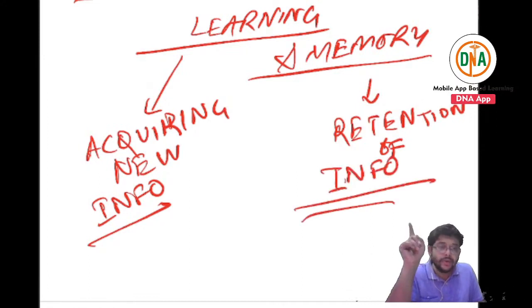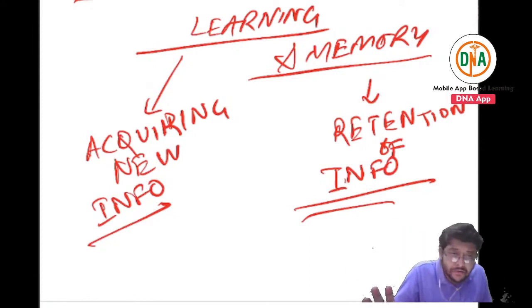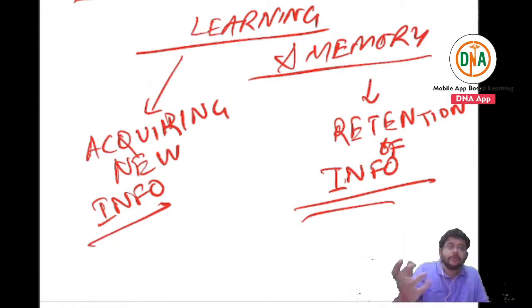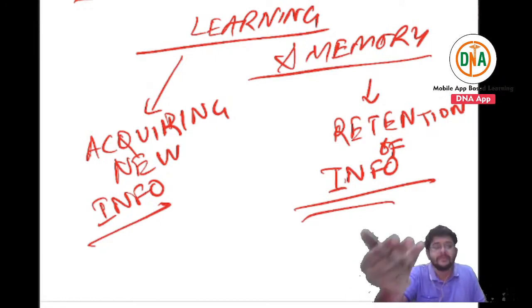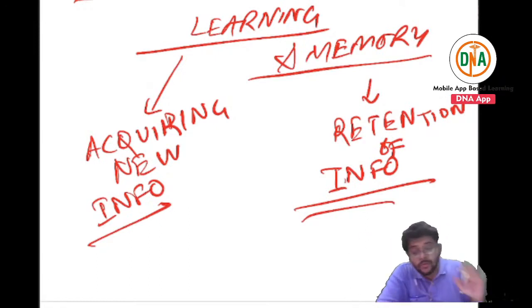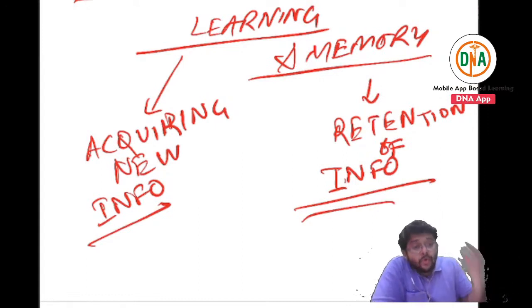So today what we are doing? Learning. What we have to do for exam? Memory. What we are doing right now? Acquiring new information. It is our learning. And what we have to do in examination? We have to memorize, we have to retain, commit, vomit in the examination. That is memory. Okay?